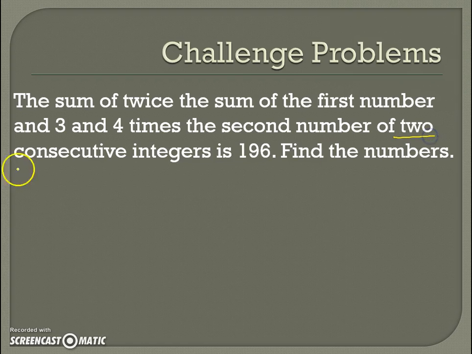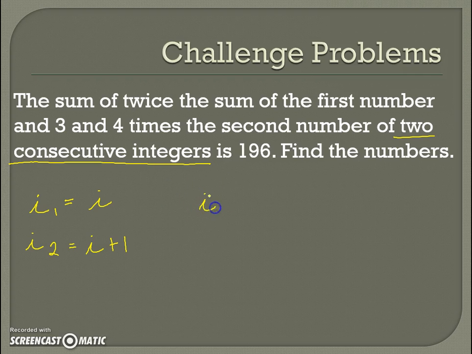So first thing I do is figure out, well, how many different numbers am I talking about? Well, it's two consecutive integers. So I have integer 1 and I have integer 2. And it says that the sum of these two different things, the sum of twice the sum of the first number and 3. Okay, these are consecutive, so again, this is equal to I, and then this one is going to be equal to I plus 1.